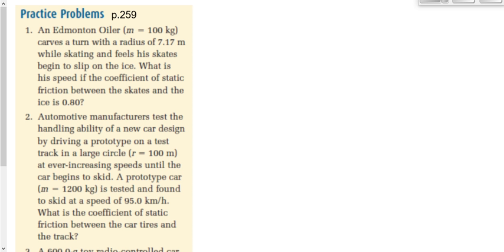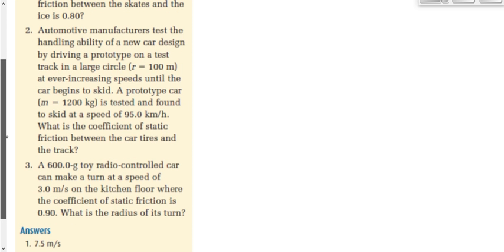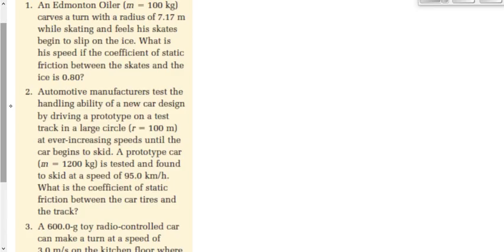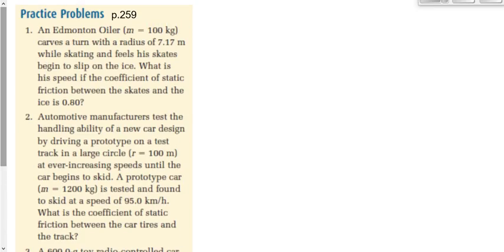Let's take a look at these 3 questions, please, for homework. You can finish them up in class here if you have a few minutes perhaps. Otherwise, please finish them up for homework.